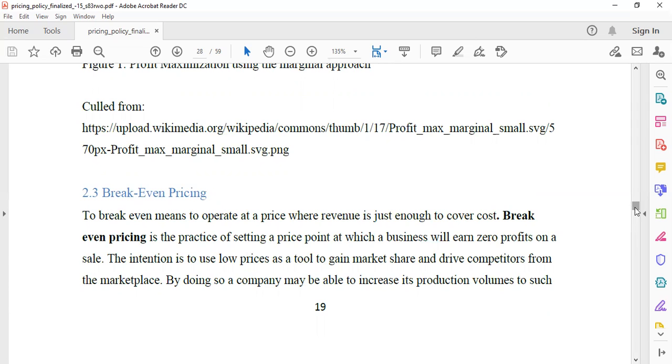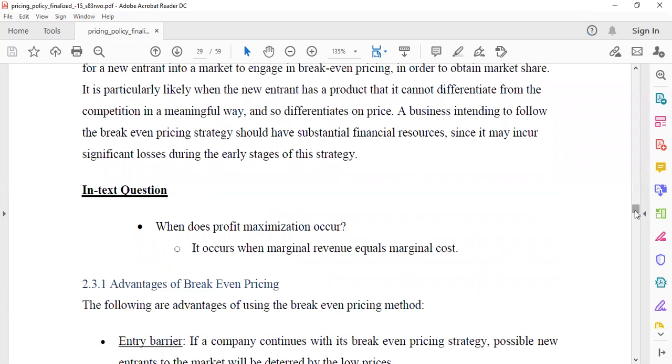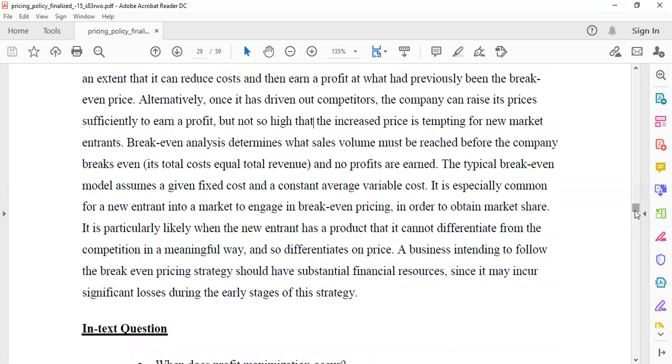And the intention is that with a price as low as your cost, you should be able to penetrate the market and gain. So that will help to penetrate the market, gain market share, and drive some competitors out of the market space. And also that could help an organization to increase their volume of sales.